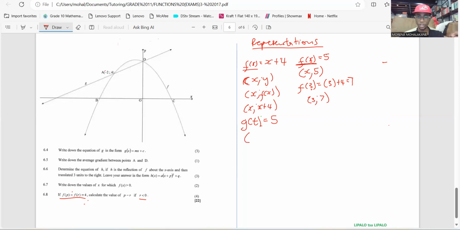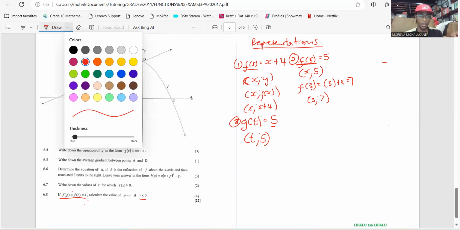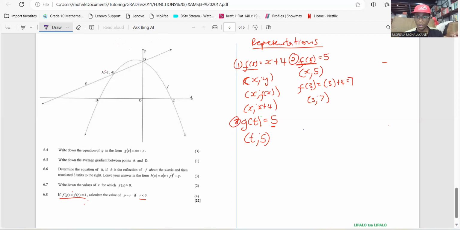So here we have number 1, number 2, then number 3. Let's look at g. The coordinate t is the x value, and the y value is here, that's the 5. You need to understand how these things correlate, how they are represented on the Cartesian plane. And if they're saying to me that f at p is the same as f at r, and they are both equal to 4, those are the y values.